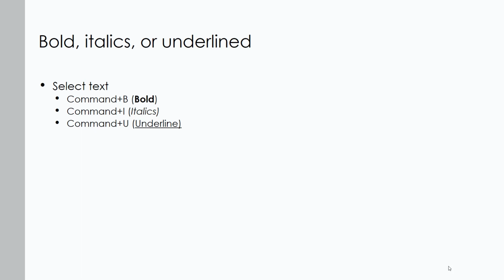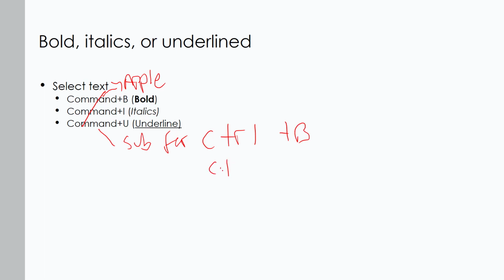All right, so the next thing we're going to look at is going to be our bold, italics, and underline options. So these are going to be on the Home tab and the font group. Again, I can substitute all of these out. So all of these commands, these are going to be Apple. I can substitute it for Control. So Control B, Control I, Control U. So bold, italics, and underline.